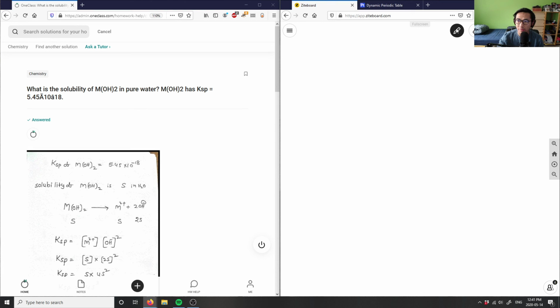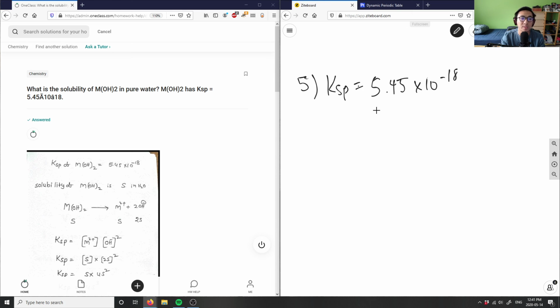Let's look at 5 here. 5 is, what is the solubility of MOH2 in pure water? MOH2 has a KSP of, I believe, 5.45 times 10 to the negative 18 here. I think just the formatting here is off. So I want the solubility of this. So KSP, or what the molar solubility is, is what I care about here. It's 5.45 times 10 to the negative 18.